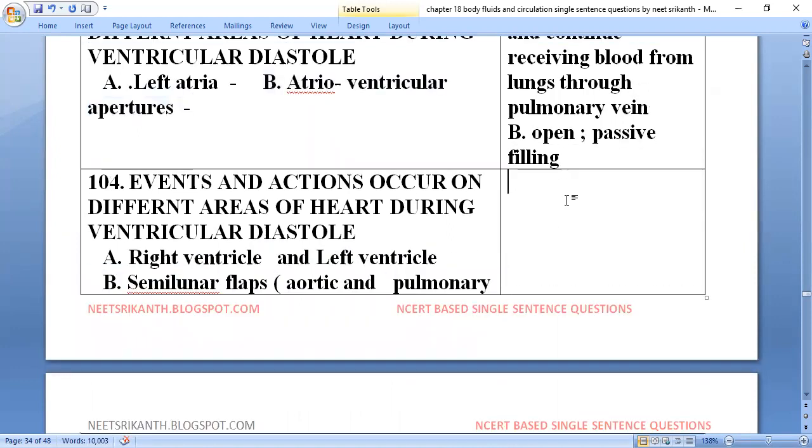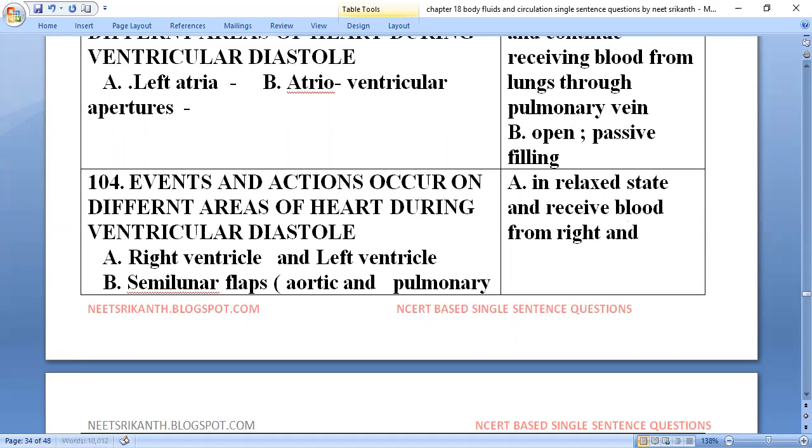Events and actions occur in the different areas of the heart during ventricular diastole. We are continuing here, as we have seen left atria and atrioventricular aperture earlier. Now continuing with right ventricle and left ventricle, what are they doing at this time? Right ventricle and left ventricle are in relaxed state, isn't it? They are in relaxed state and receive blood from right atria and left atria.